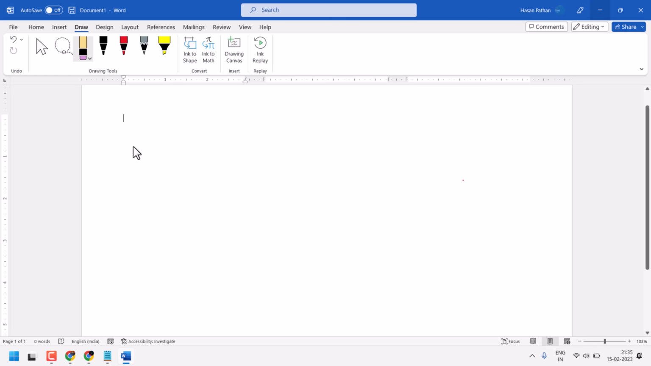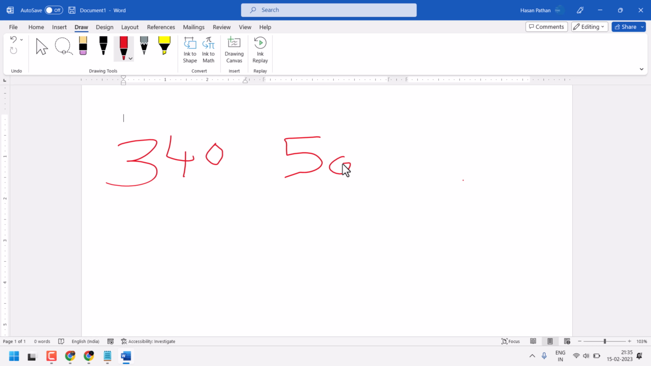For example, someone obtained 340 marks and total marks is 500. So this one is total marks and someone got 340 marks, and if you want the percentage, you can use this formula.